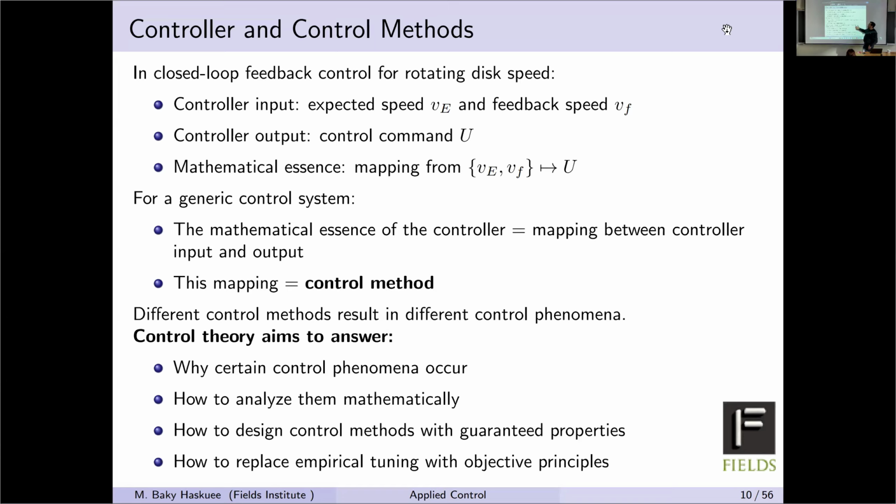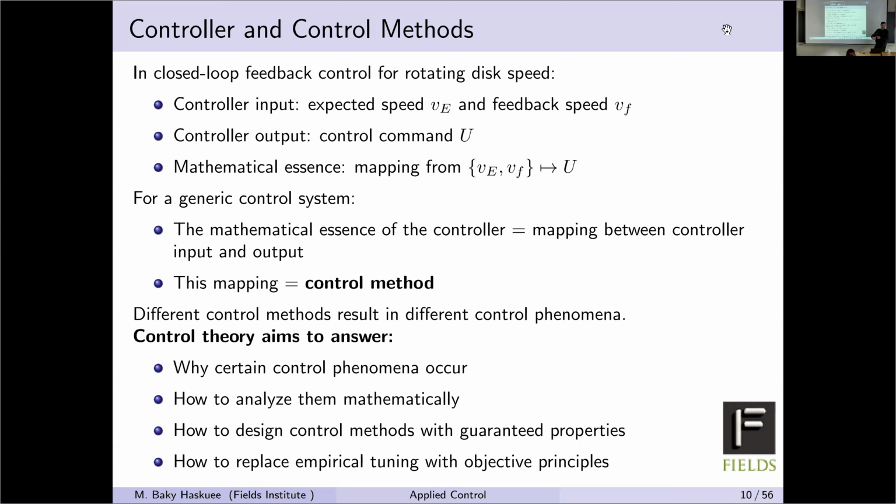And here, the mathematical essence means all the mappings that you have. For example, here the mapping of these two to voltage, and then you have the other mappings. So this is simple for you to explain. So the main question that we have in control methods mathematically is why certain control phenomena occur.